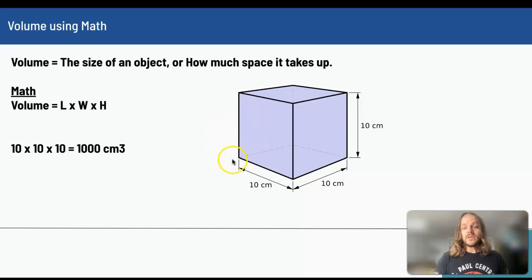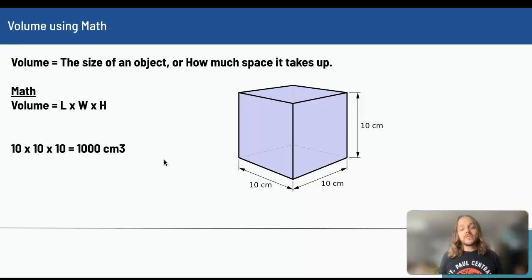This cube looks like it's 10 centimeters long, 10 centimeters wide, and 10 centimeters high. So our math equation says that this cube's volume can be measured if you take the length times the width times the height, and for this cube, that's 10 times 10 times 10, which equals 1,000. So you could say that this cube takes up 1,000 centimeters of space in the universe, right? Every object takes up a different amount of space. And very simple objects like cubes or rectangles can be measured with this very simple equation as long as you take the measurements of the length, the width, and the height.